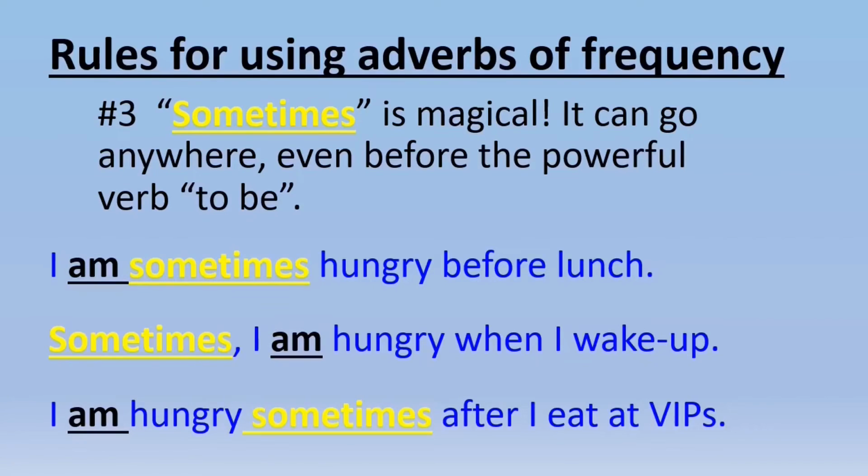Here's another example. Sometimes I am hungry when I wake up. This also is fine because sometimes it's magical. It can go anywhere. Let me give you another example. I am hungry sometimes after I eat at Vips. Now here sometimes has come after the verb to be. So it's okay. All three of these sentences are fine because the properties of sometimes allows it to go anywhere. I think sometimes is my favorite adverb of frequency.